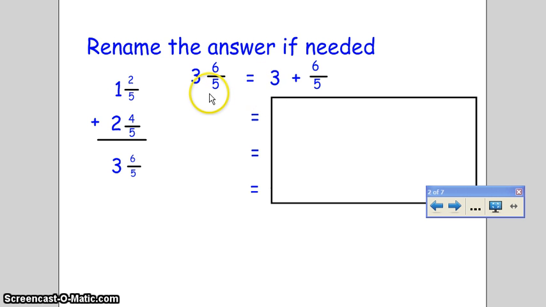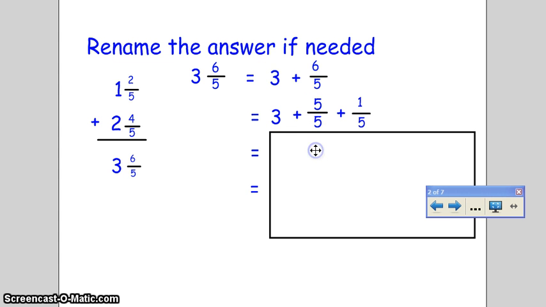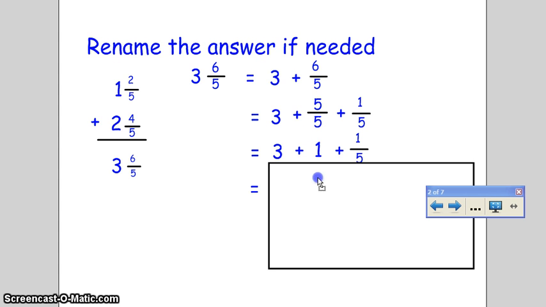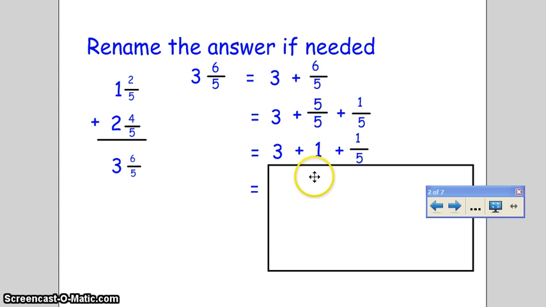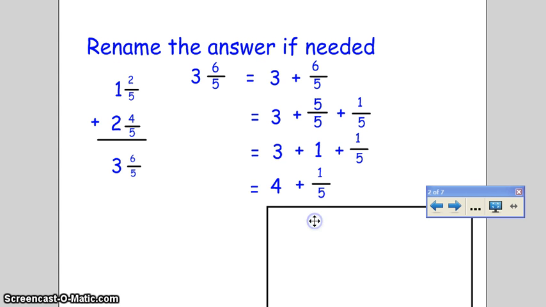We need to remember that 3 and 6/5 is the same as 3 plus 6/5. We can break 6/5 down into 5/5 plus 1/5. Then we can change 5/5 into 1 so that we have 3 plus 1 plus 1/5. And then we can change 3 plus 1 into 4 for our final answer of 4 and 1/5.